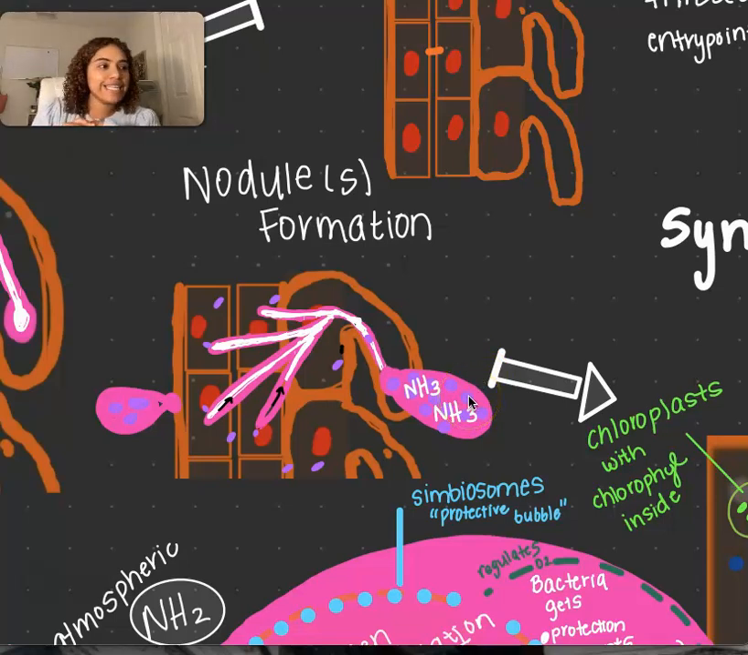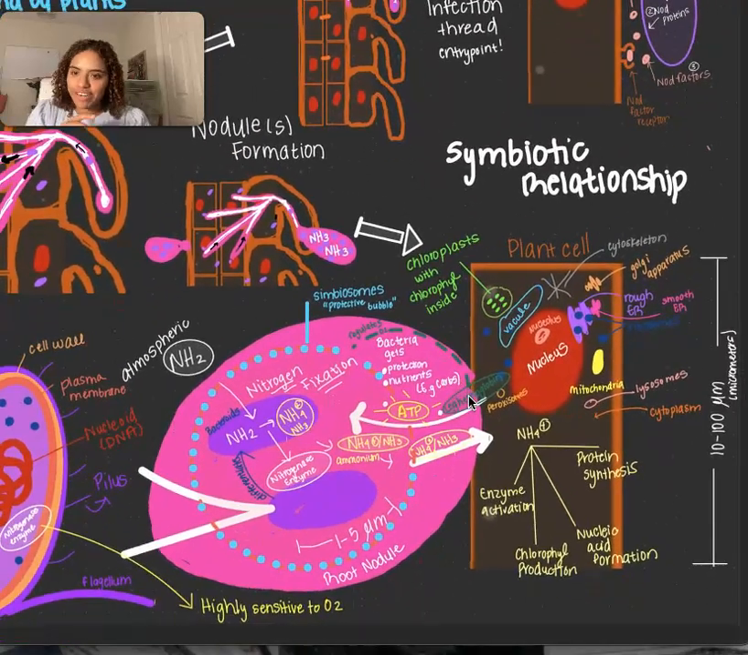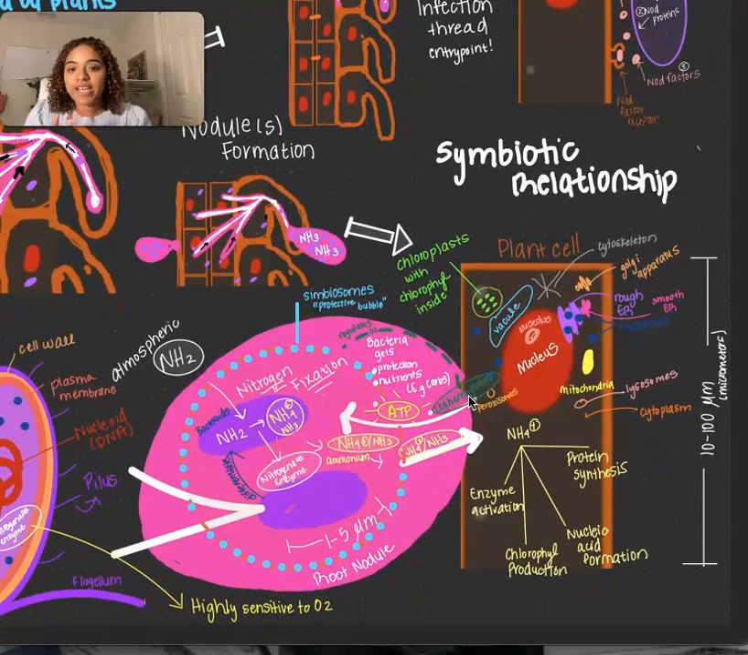These bacteria are needed because plants can't really take N2, which is atmospheric nitrogen, directly from the atmosphere. So they need these little guys in order to process that. To understand this procedure and this symbiotic relationship, I drew this diagram, which is really helpful.